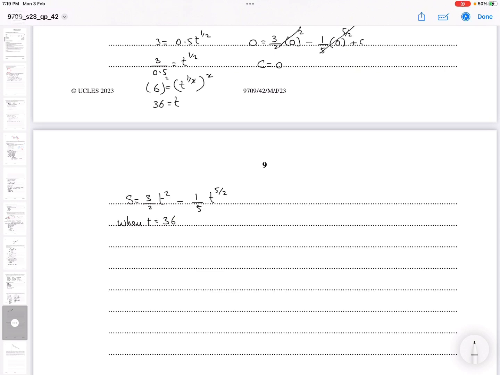Now when t is equal to 36, what would be our distance? So s is equal to 3 over 2 times square of 36 minus 1 over 5, 36 power 5 by 2. So your s is equal to 388.8 meters. So your 3SF would be 389 meters. 3SF.